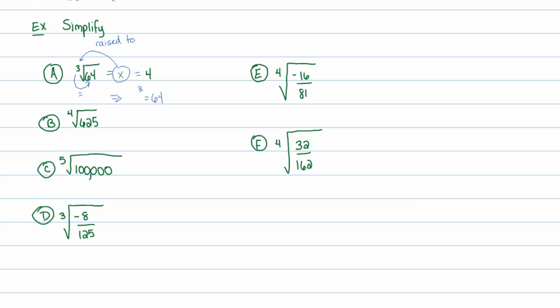Let me just erase that out and sub in 4 so you can see it. 4 to the third power is 64. Now, just to remind you, the answer is 4, not 4 to the third power equals 64. The answer here is 4. What we want to do is simplify the cube root of 64. An easier way to say that is just the number 4.